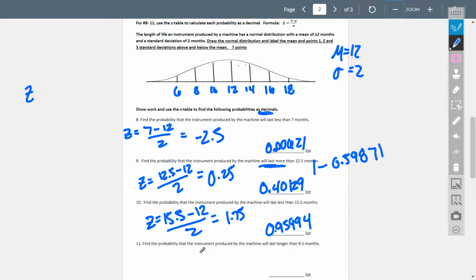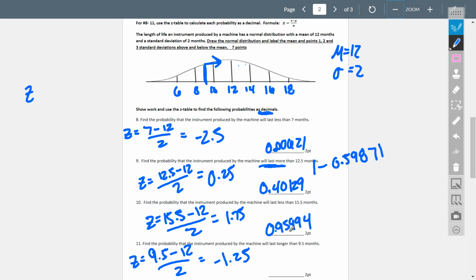Find the probability that the instrument produced by the machine will last longer than 9.5 months. So 9.5 is like right here, and we want the right side. So we will have to subtract this from 1. So we take the score, subtract the average, divide by the standard deviation. 9.5 minus 12 divided by 2. We have a z-score of negative 1.25.